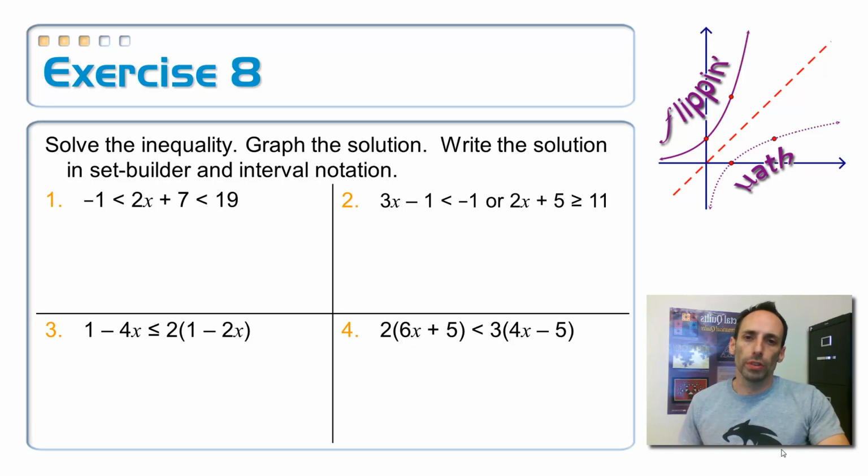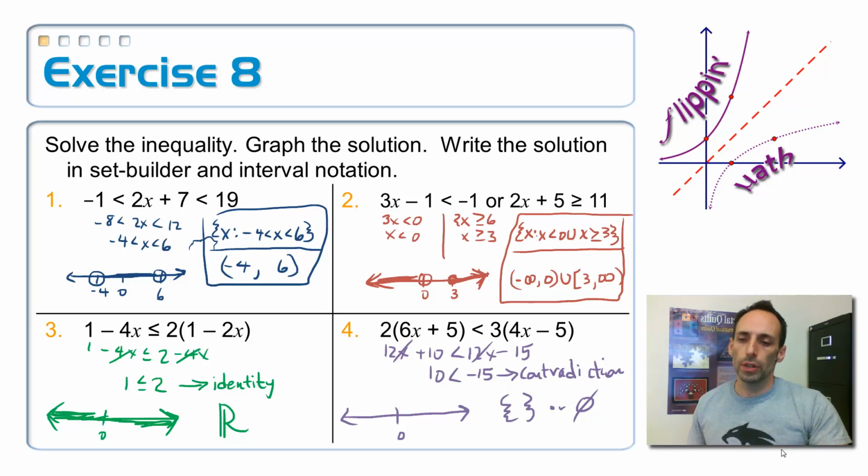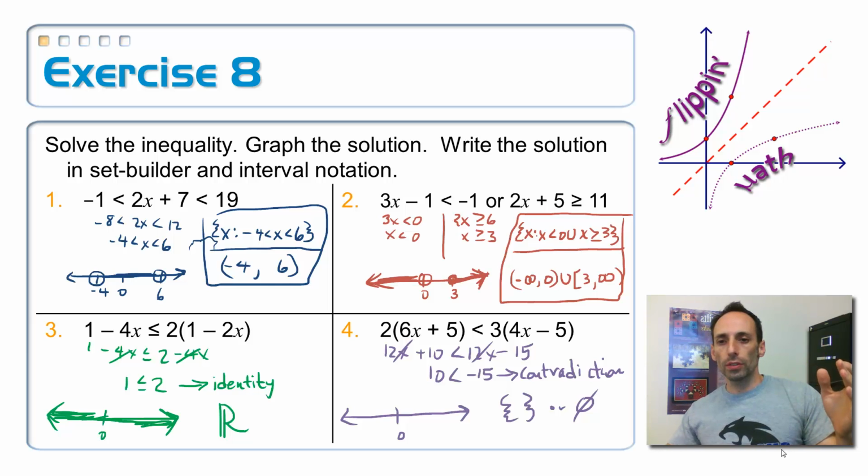Okay, so let's see what crazy business might have gone down. On 1 and 2, there weren't any crazy things. It was just straightforward stuff, just doing what we've been doing. So here you go, answers revealed. Number 1, it's an AND inequality, so that means when I solve it, it's going to be a segment. Get the x in the middle, everything else off to the sides, and I get negative 4 is less than x is less than 6. Graph that, and then put it in curly brackets for the set builder notation. For the interval notation, smallest number is negative 4, biggest number is 6. Put those both in parentheses because they're both open circles.